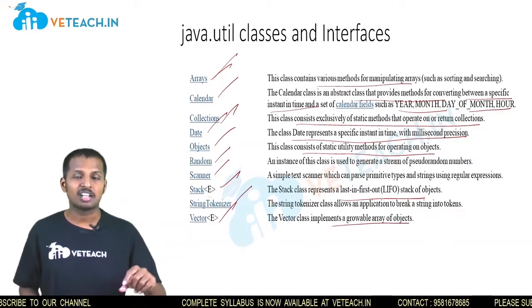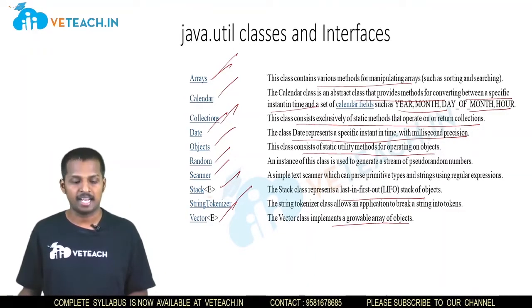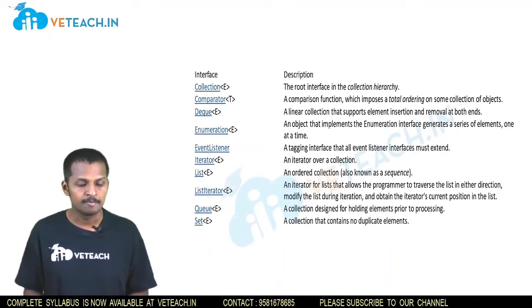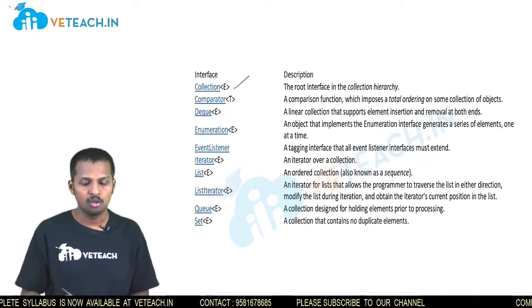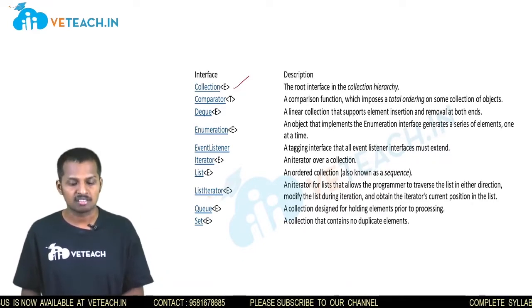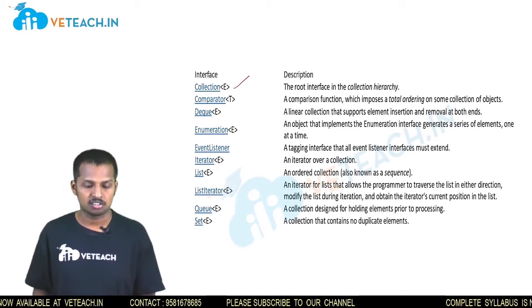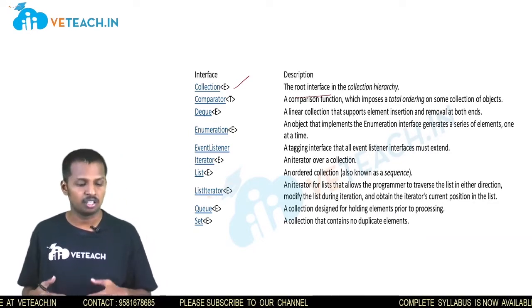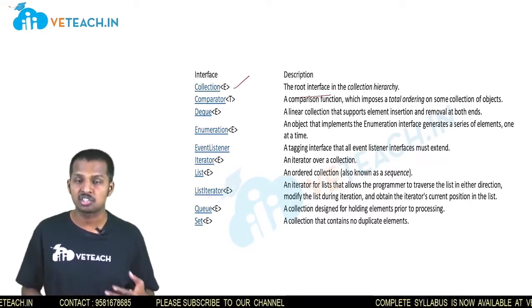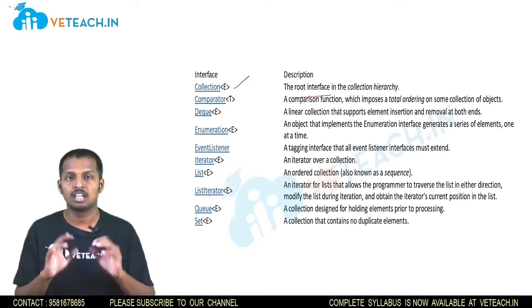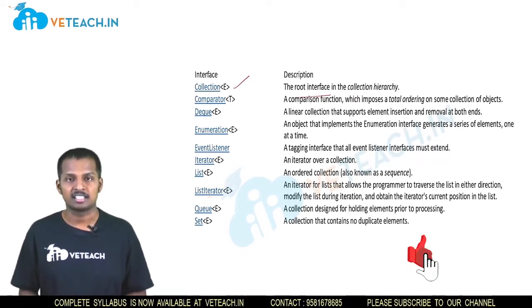So these are some of the classes present in the java.util package. Now let's see what interfaces are present in this java.util package. The first one is the collection interface, which is the topmost interface of all the sub-interfaces related to collections. That's why we call this the root interface in the collection hierarchy. There are different types of interfaces like list, set, and other things. For all of these, the root interface is collection.